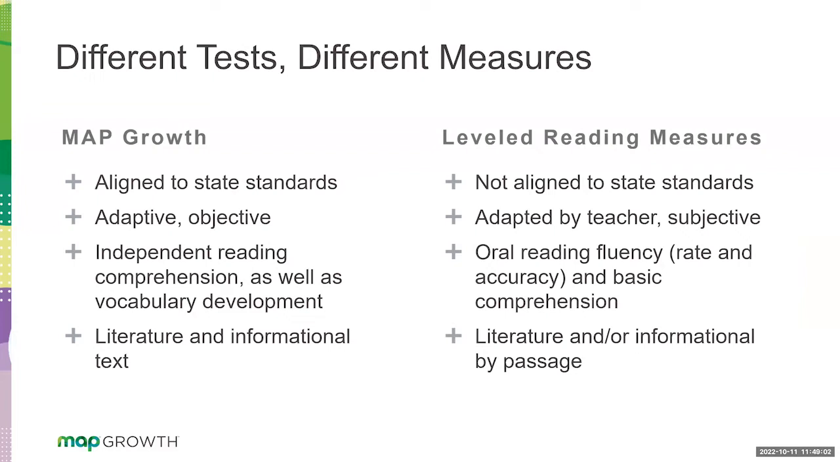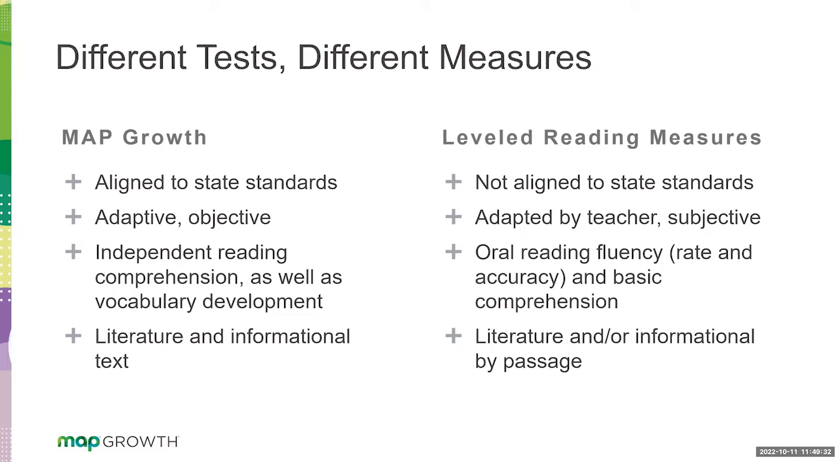Obviously, other reading benchmarks are more national, they're for that specific program. So they're aligned to that program and those reading leveled books. MAP Growth is adapted by the computer, and it is computer scored, so it is objective in that nature. Leveled reading measures are adaptable by the teacher, so the teacher picks a passage and wants to level up or level down by choice, but there is teacher interpretation of the data.